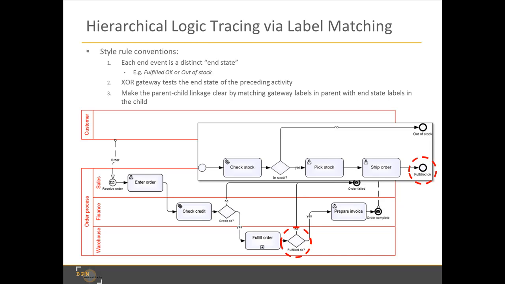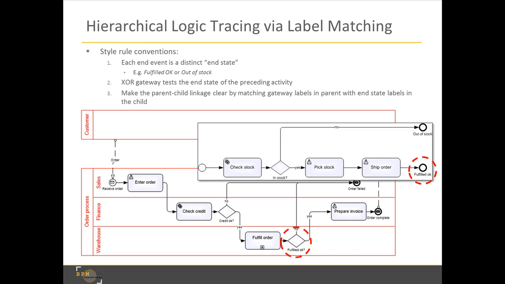This label matching is an example of a style rule, and tools like Process Modeler for Visio and also Signavio have style rule validation built in. In one click, you can see not only violations of the rules of the BPMN spec, but also those of the style rules. Adding labels in this way may seem like a lot of bother, so what's the point?